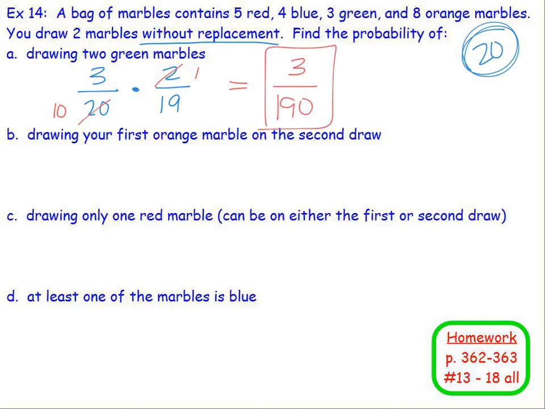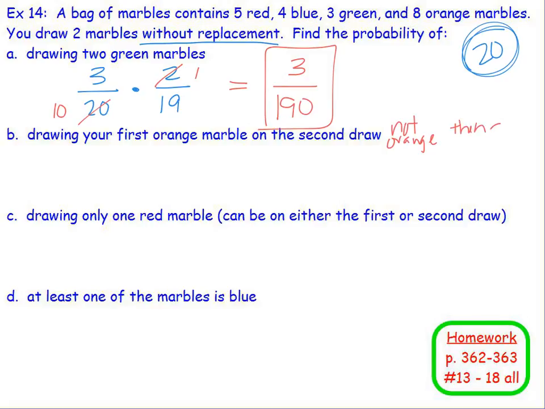So hopefully you did that first problem right on your own. Let's try the second one on your own. Drawing your first orange marble on the second draw. So if your first orange is on the second draw, that means that you did not have an orange on the first draw.